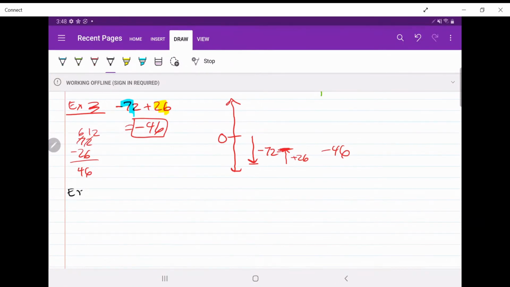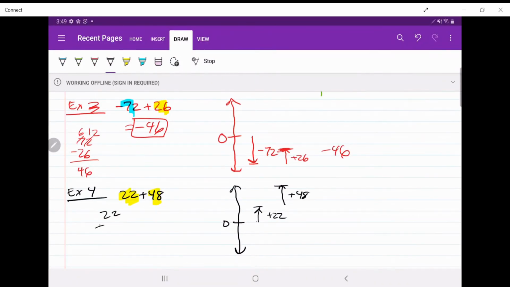And then last but not least, example 4, 22 plus 48 on our thermometer. Here's 0. We go up 22 degrees because it's getting warmer by 22. And then we go up again by 48 degrees because it's getting warmer again. So our final temperature is going to be positive because it's above 0. 22 plus 48 is 70. So now we're at 70 degrees. That's positive.